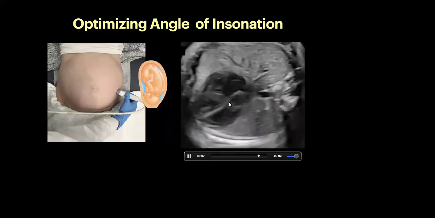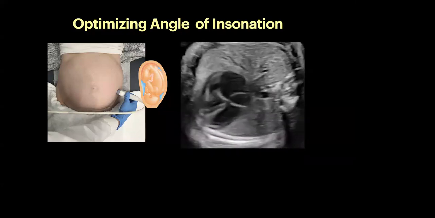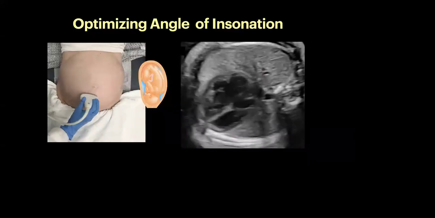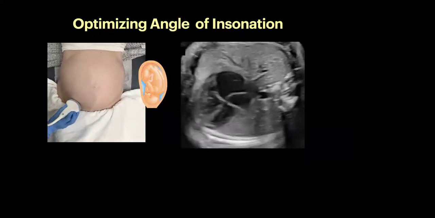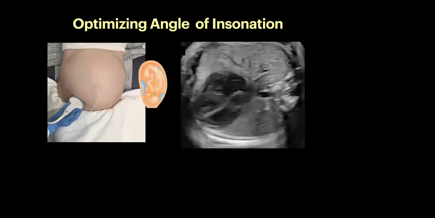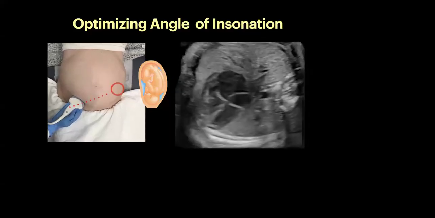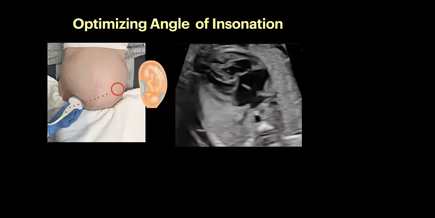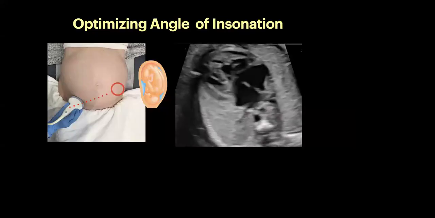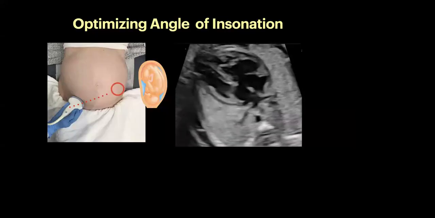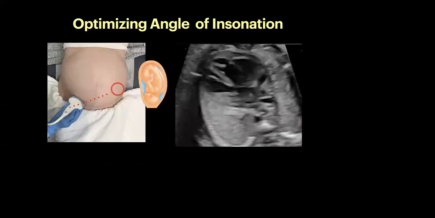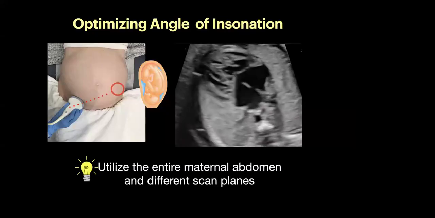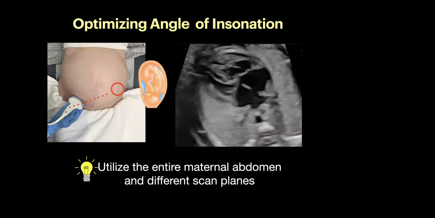So what we did is we tried to optimize my angle of incidence. So we went over towards the maternal right and angled upwards. And this is the view that we got here. So it really makes a big difference, especially when it comes to optimizing your angle of insonation. And of course, you could see this is truly an abnormal heart, where utilizing your different scan planes can truly change what you're looking at. So again, utilizing the entire maternal abdomen and of course, the different scan planes.